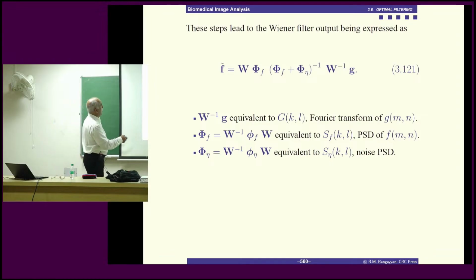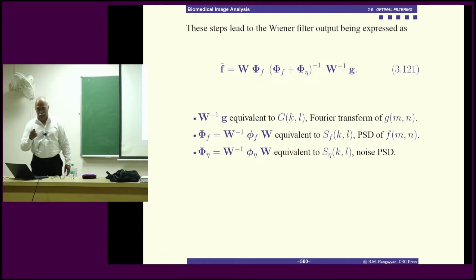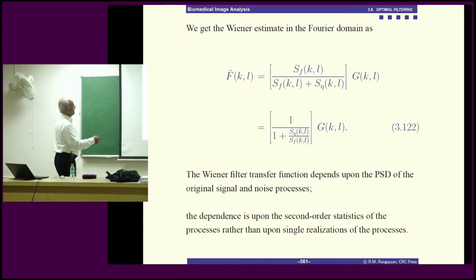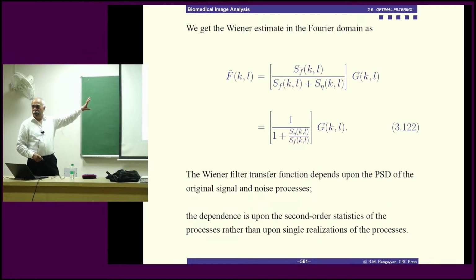Phi f, W inverse, this low, small phi f, W is S_FKL, the power spectral density of F_mn. Phi eta is similarly S_etaKL in the array format that we are familiar with. Then the Wiener filter is this: F tilde in the frequency domain is S_F over S_F plus S_eta, times G. This is how it is implemented in 1D also.